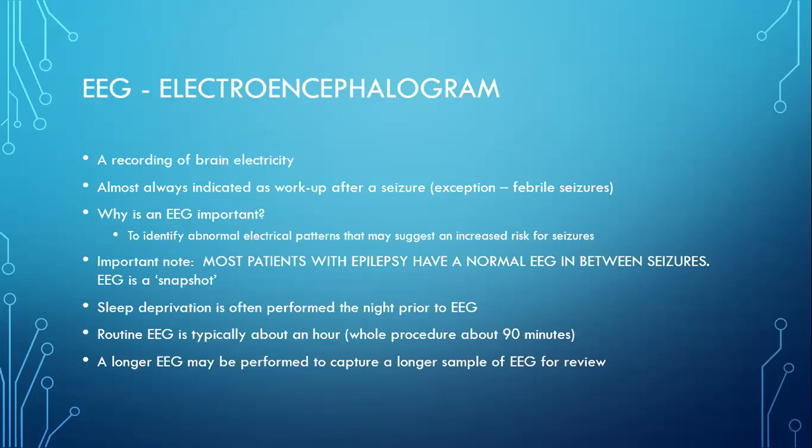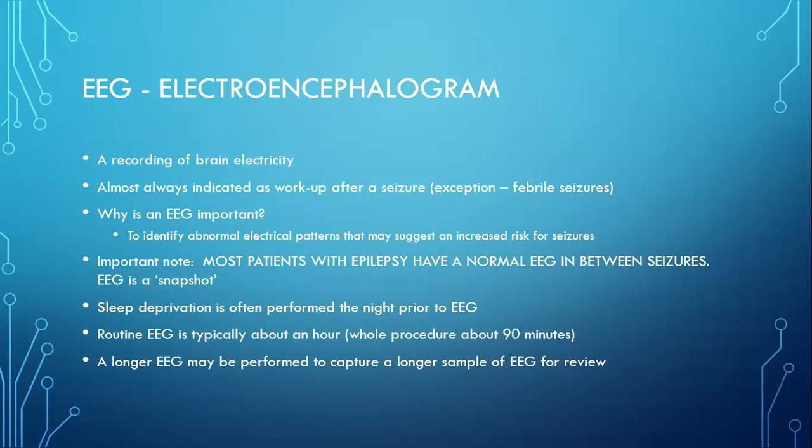So why do we do it? Well, we do it because it's helpful if it does show us something abnormal that helps us make a diagnosis. If you've ever had an EEG, very commonly sleep deprivation is something that's recommended the night prior to the EEG. And that's because sleep deprivation can help increase our chances of seeing something abnormal. We also like to see both awake and asleep because the brain electricity looks different in those states. So sleep deprivation sometimes helps ensure that we have a sleepy patient who will take a nap during the test.